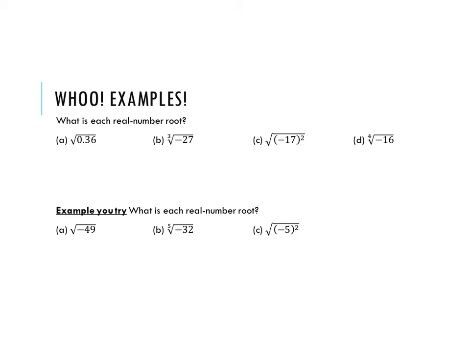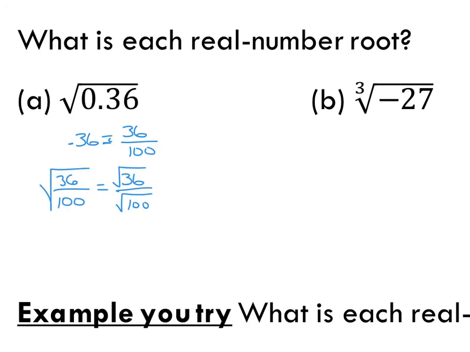So if we look at our next set of examples, we're going to find what is each real number root. Because this question doesn't say what are all the real roots, we don't need to worry about any pluses or minuses for evens. So let's look at letter A. Hopefully you recognize that 0.36 is the same thing as 36 over 100. And when we square root the numerator and denominator, the square root of 36 is 6 and the square root of 100 is 10. Now because our original is in decimal form, it's okay to say 0.6.